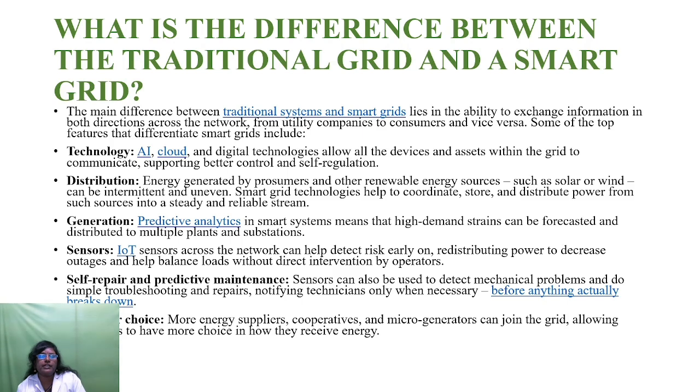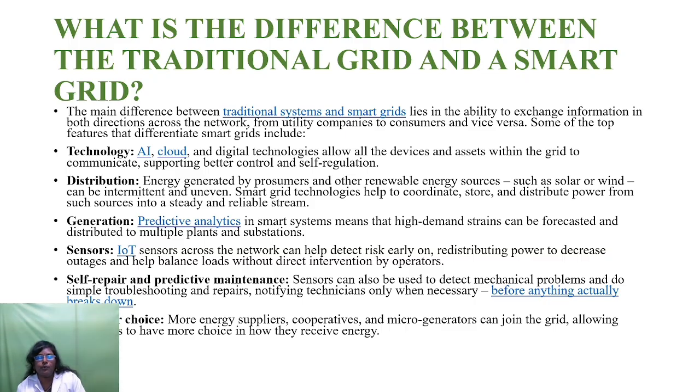So what is the difference between the traditional, conventional grid and the smart grid? The main difference between the traditional system and the smart grid lies in the ability to exchange information in both directions across the network, from utility companies to the consumer side and vice versa. Some of the top features that demonstrate the smart grid include: one is technology, second distribution, third generation, fourth sensors, fifth self-repair and predictive maintenance, and sixth consumer choice.